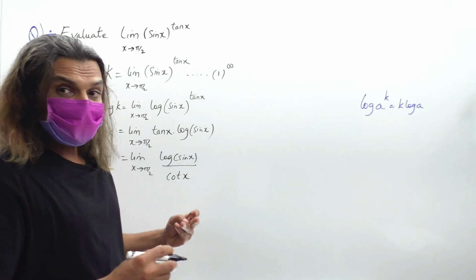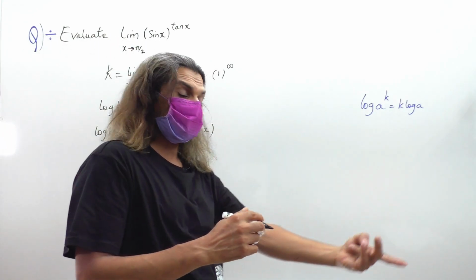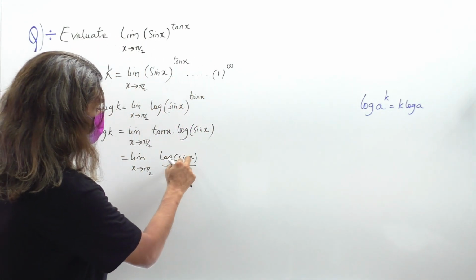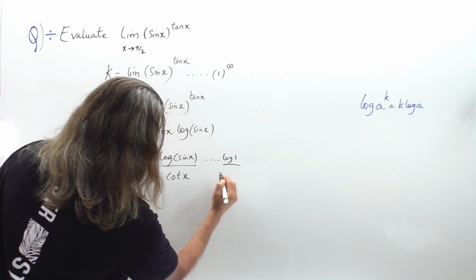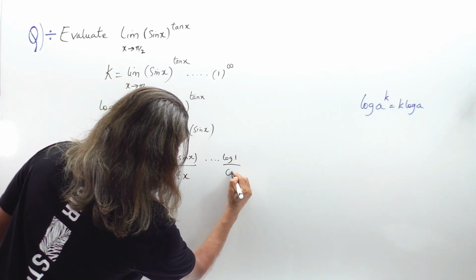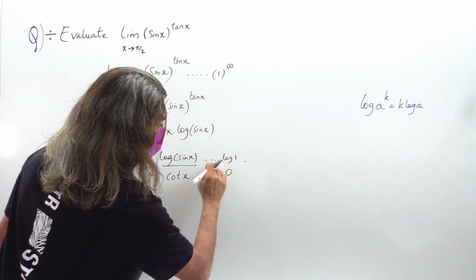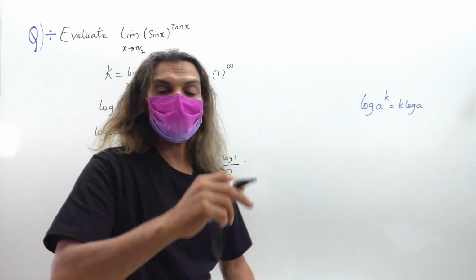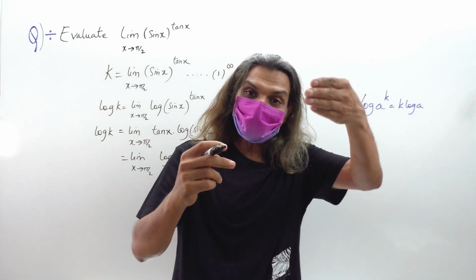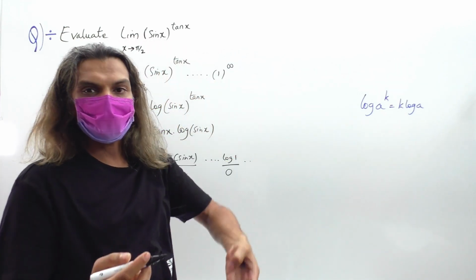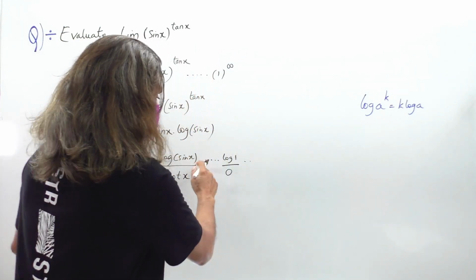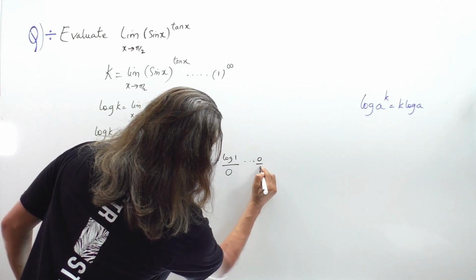Now to check, let's again apply the limits. So what you get? Sin pi by 2 is what? Log 1. Again, cot pi by 2 is what? 0. Why? Because tan pi by 2 is infinity, so cot pi by 2 is 1 by infinity, which is 0. Remember this, you can memorize this. Tan pi by 2 is infinity, cot pi by 2 is 0, and log 1 is 0. So we get 0 by 0 form.